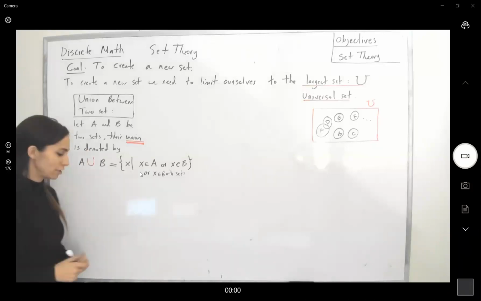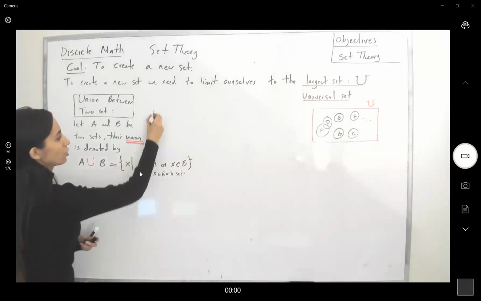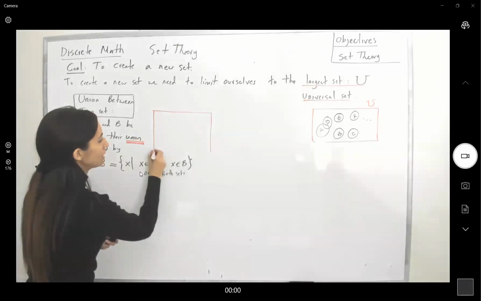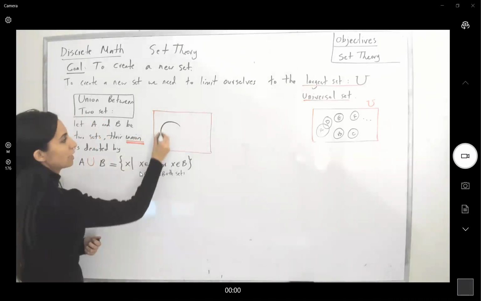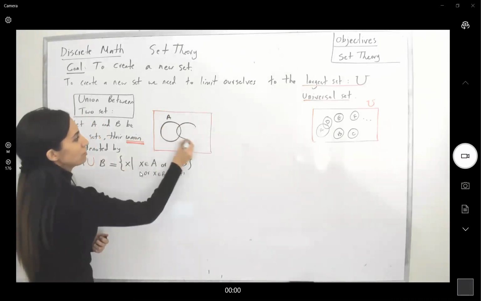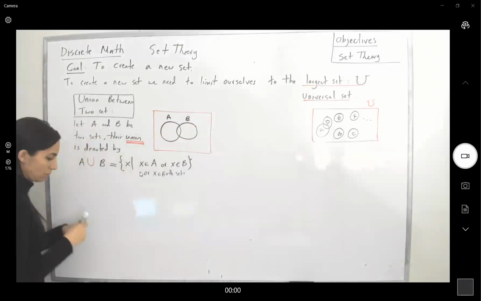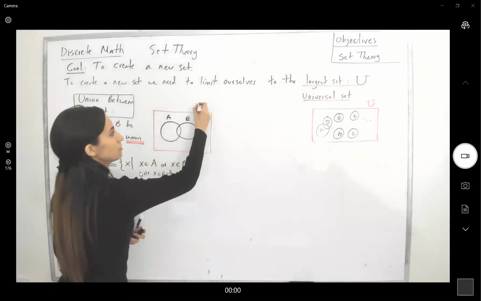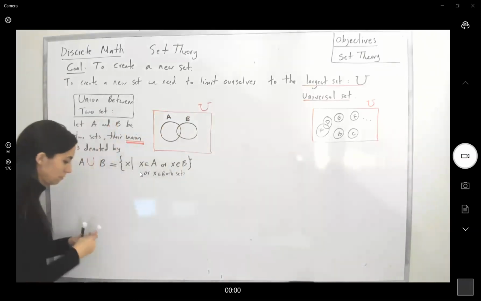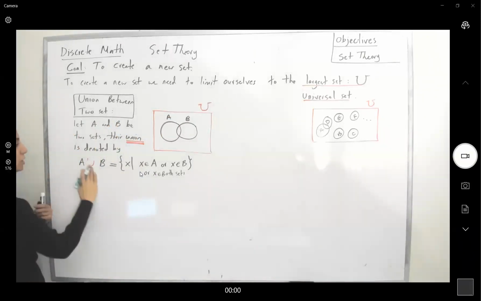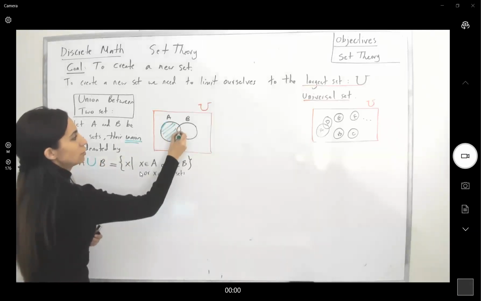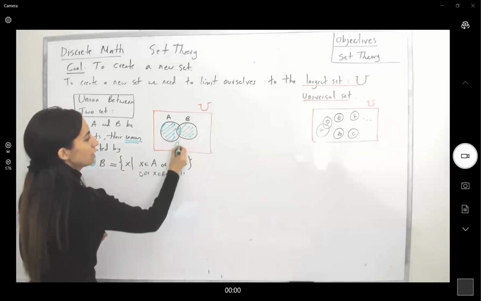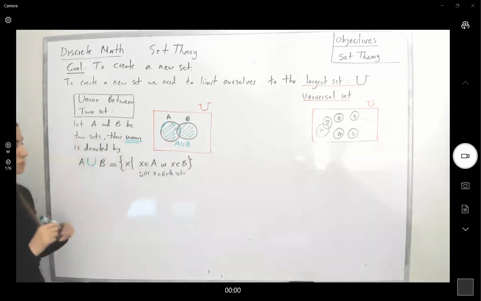How do we visualize that? By using the Venn diagram. So here you have your universal set. In that universal set, you have two sets, like A and B. So this is my universal set. A union B. Let me use a different color so you don't confuse that. This is A union B.